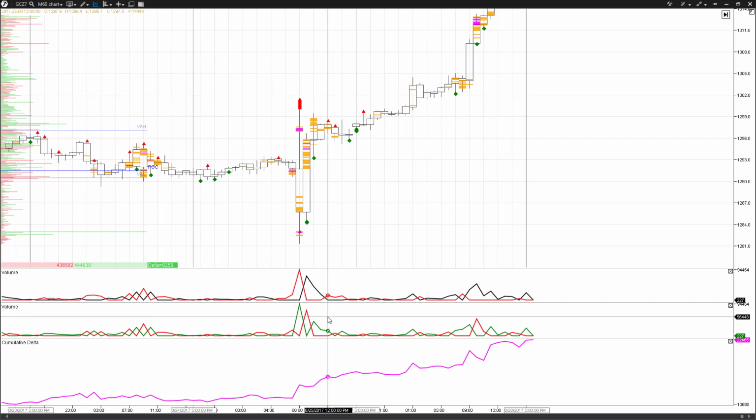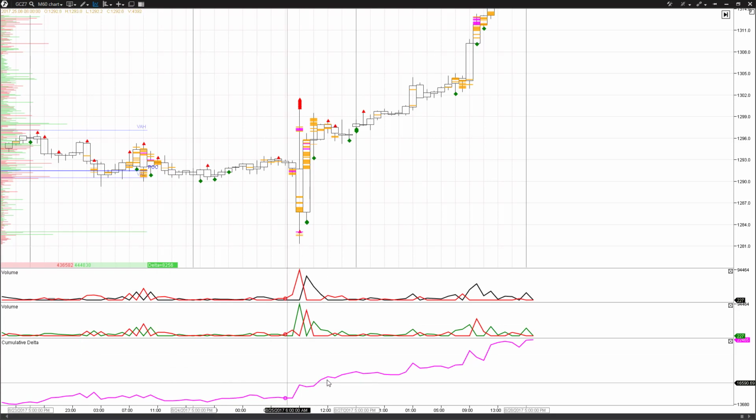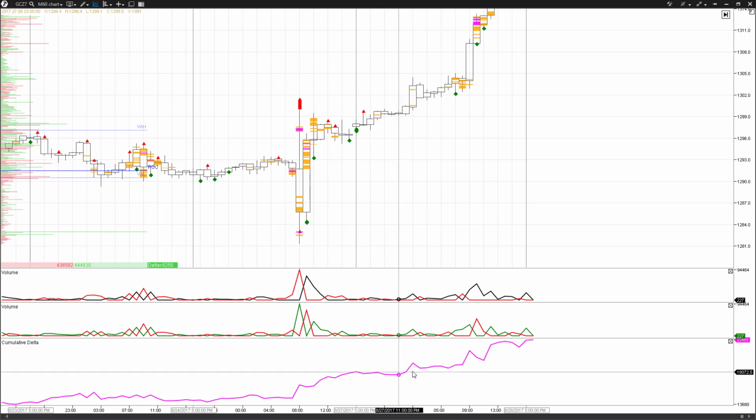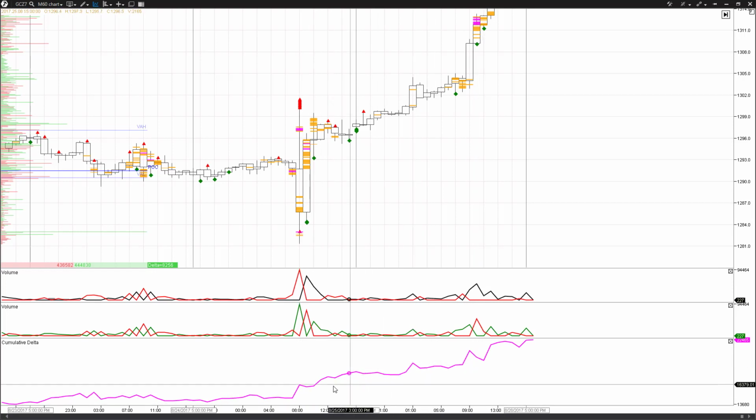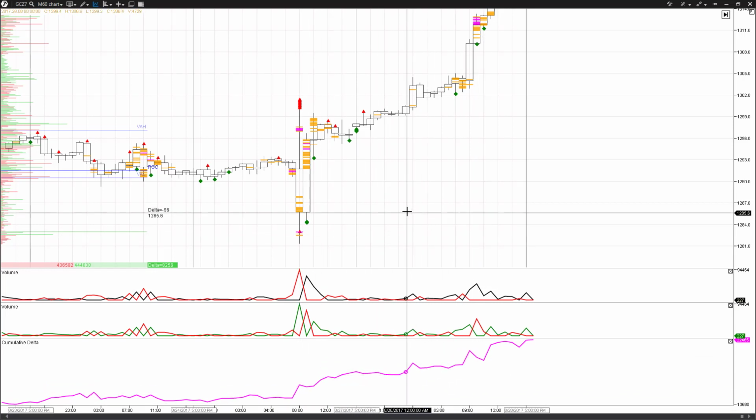In other words, although this looks like there is a lot of selling, the delta, the difference between the bid and ask, was actually positive. There's a little divergence there. Now this next indicator is just the cumulative delta, the cumulative difference between the bids and asks. I look at this as buying pressure. So let's take a look.